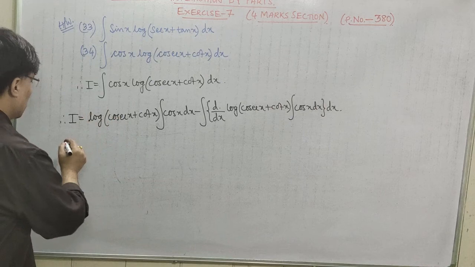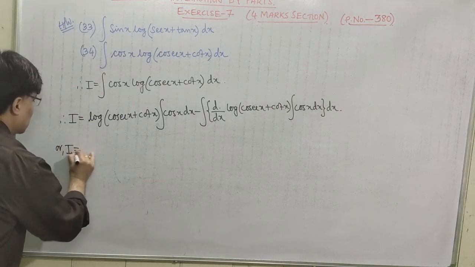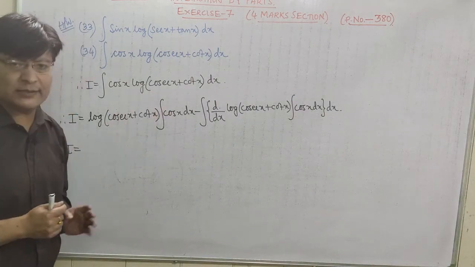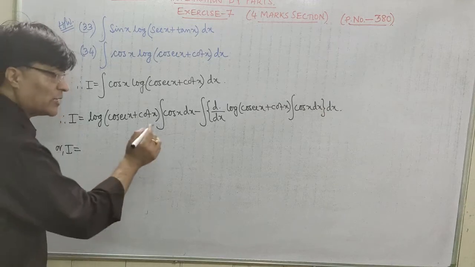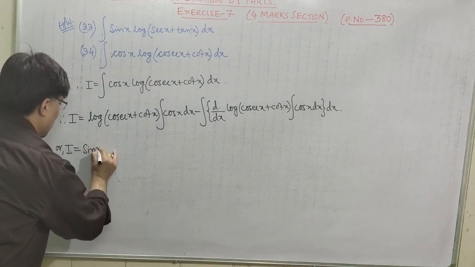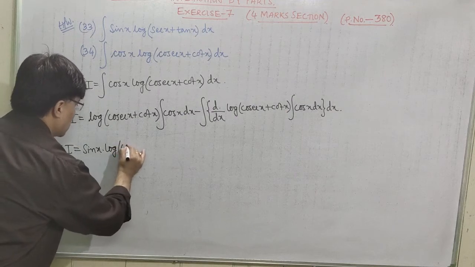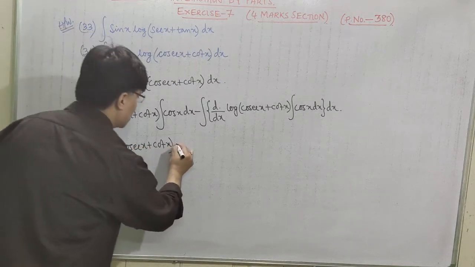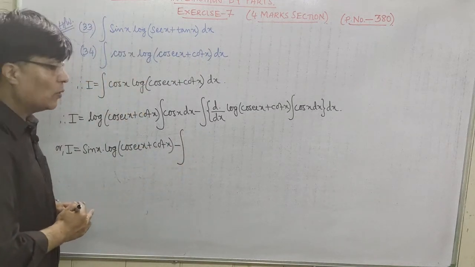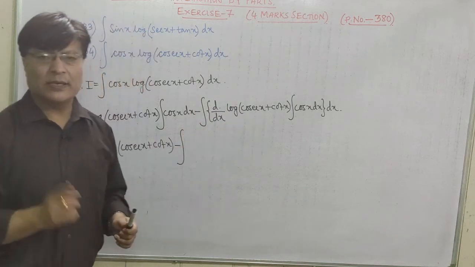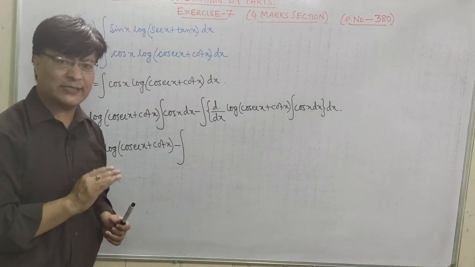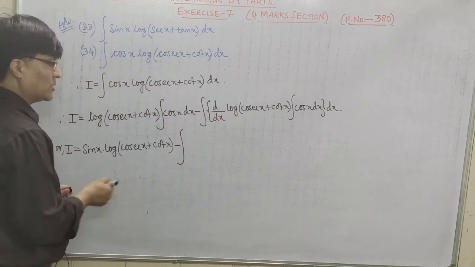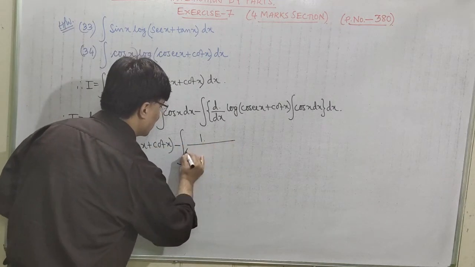Is that clear? So next, I is equal to, let us first integrate. What is integration of cos x dx? That means differentiation of which function is cos x? Sin x. So it is sin x into log of cosec x plus cot x, right? Then minus integration of, what is d by dx of log x? Here cosec x plus cot x is taken as x in order to differentiate it with respect to x. So what is the differentiation of log x? It is 1 by x, but here it is 1 upon x.